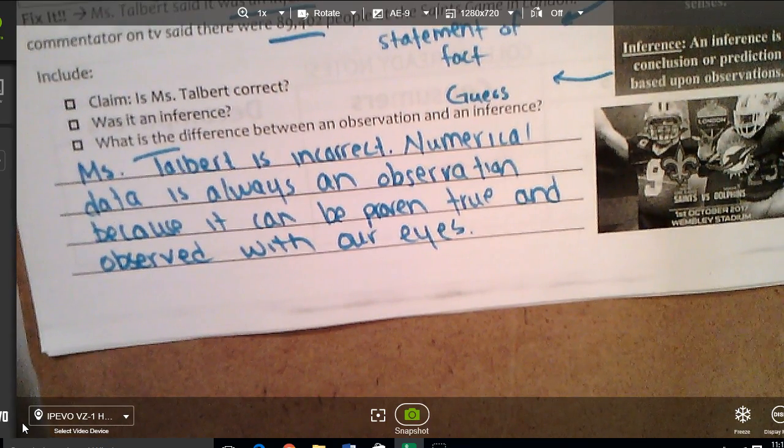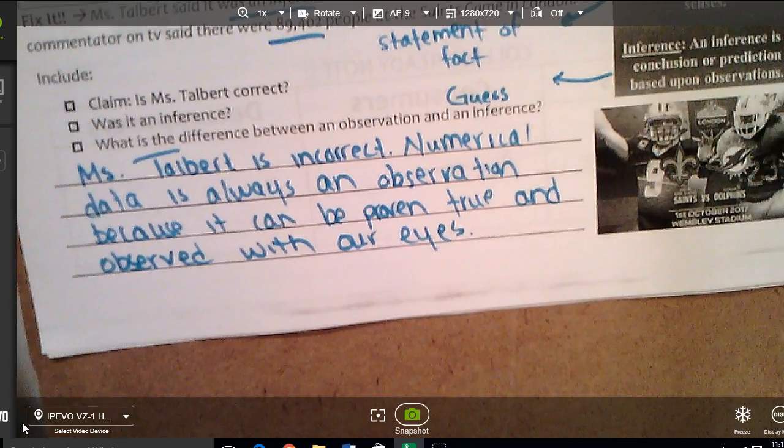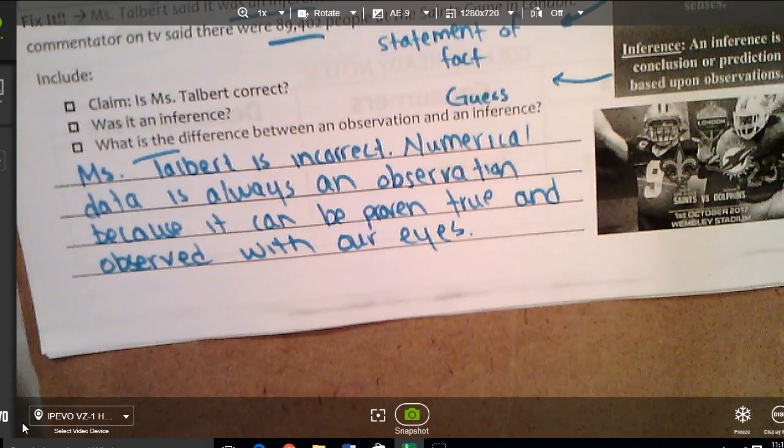If you need to fix your answer or copy my answer down after first trying on your own, then go ahead and do that right now. Once you are done, go ahead and turn the page so we can move on to page 2.